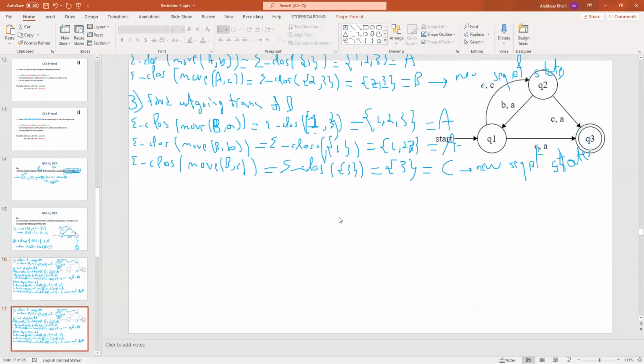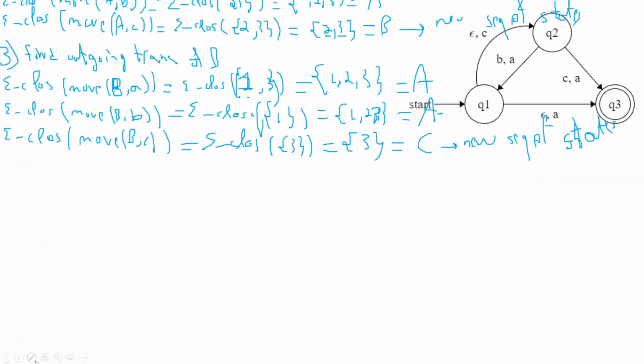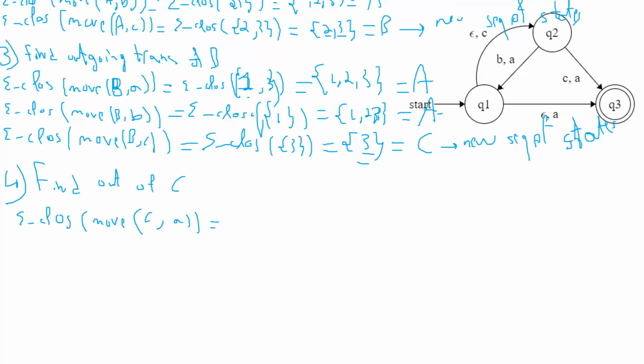This last part is not annoying, because if you look at it, part 4, find out of C. C is only made up of 3, and 3 doesn't have any outgoing transitions at all, so it's all going to be the same thing. If I say sigma closure of move C on the transition A, well, where does 3 go to on A? It doesn't go anywhere. I don't have any outgoing transitions. So it's the sigma closure of the empty set.